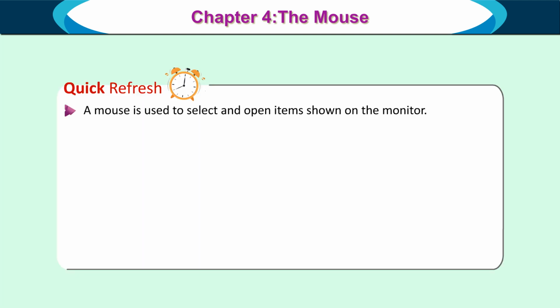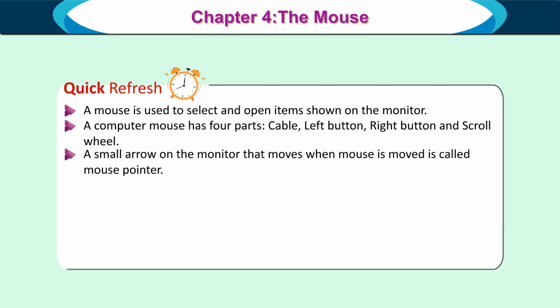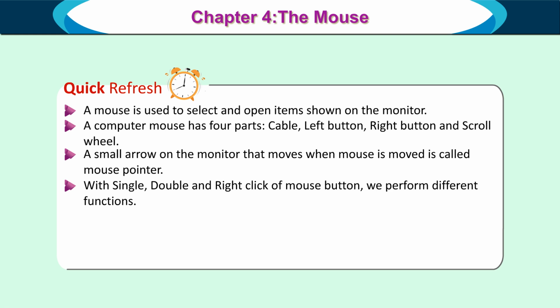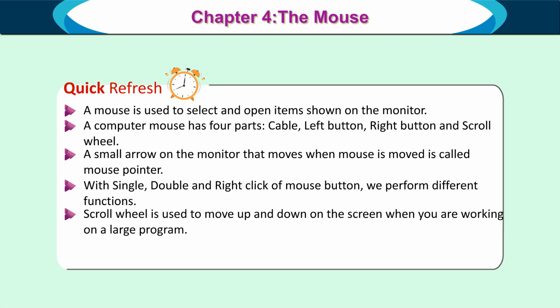Quick refresh. A mouse is used to select and open items shown on the monitor. A computer mouse has 4 parts: keyboard, left button, right button, and scroll wheel. A small arrow on the monitor that moves when mouse is moved is called mouse pointer. With single, double, and right click of mouse button, we perform different functions. Scroll wheel is used to move up and down on the screen when you are working on a large program.